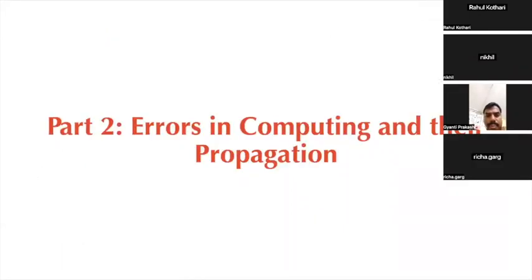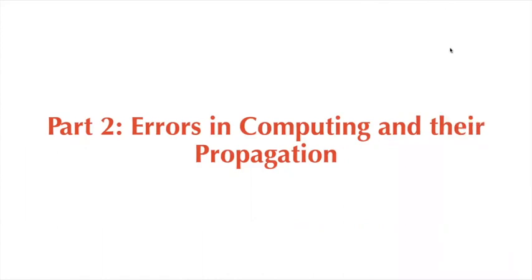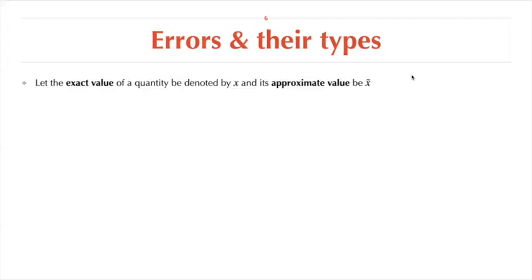So now let me talk about errors in computing and their propagation. How do we calculate the errors and how do they propagate? Because a quantity may depend upon some other independent variables, and those independent variables may have their own errors. So the errors in those variables will be reflected in the error of the quantity that we are trying to evaluate finally.